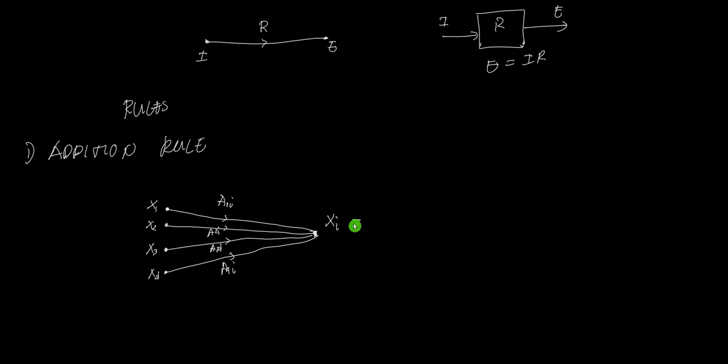So in general, xi is equal to the sum of all the gains multiplied by their input xj, from j equals 1 up to n, if the last input is xn. So this is the general addition rule.